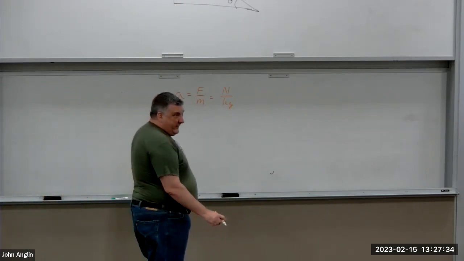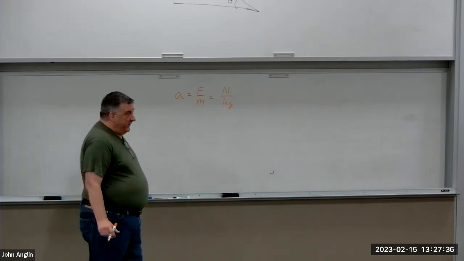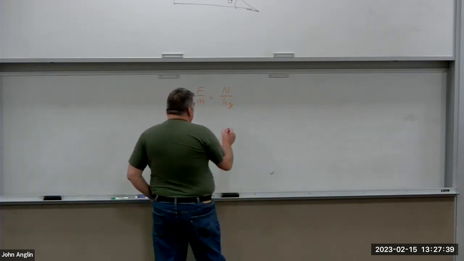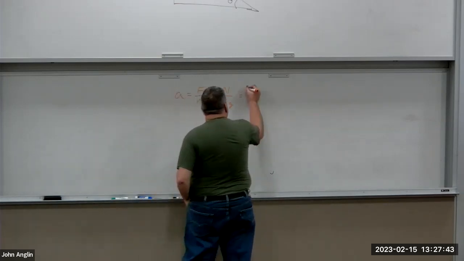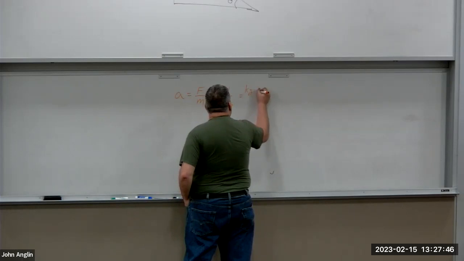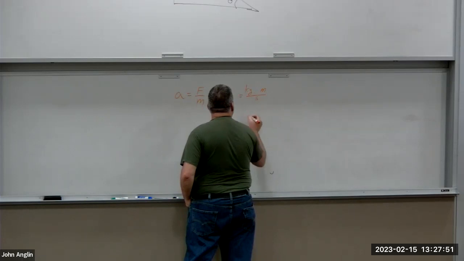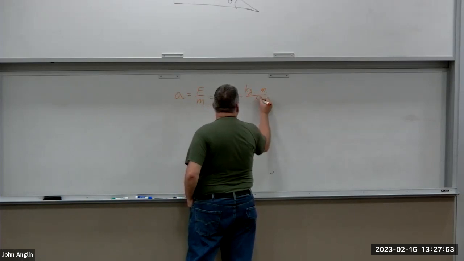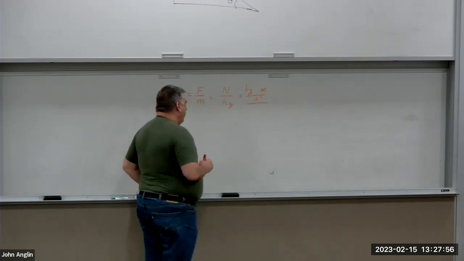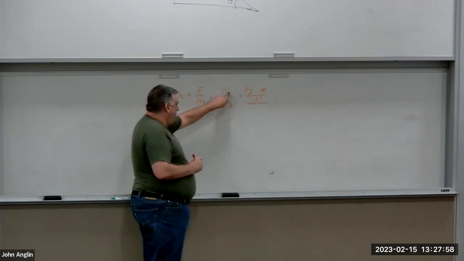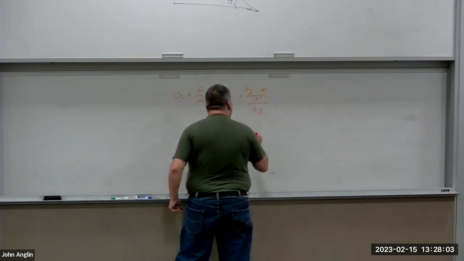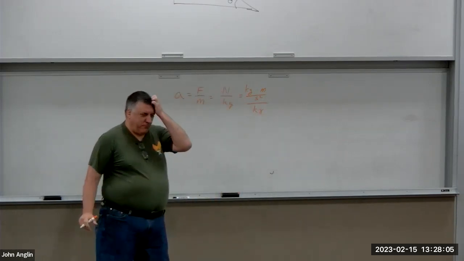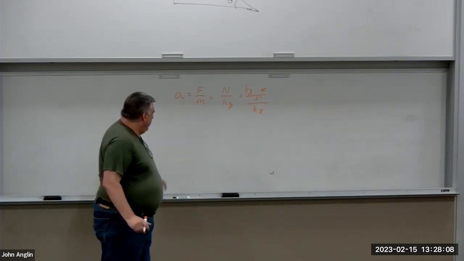I taught you that acceleration is change in velocity over time. But I did teach you that there's a unit called a Newton. The Newton, remember, is a kilogram meter per second squared. So that's our Newton. We still got a kilogram down here. So kilogram meter per second squared per kilogram is where we're at.